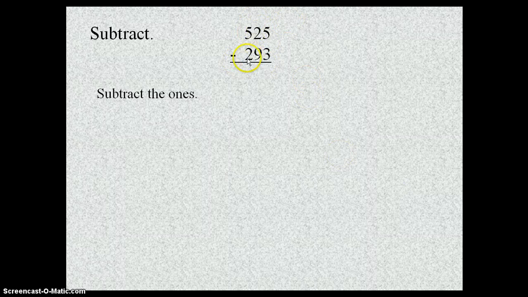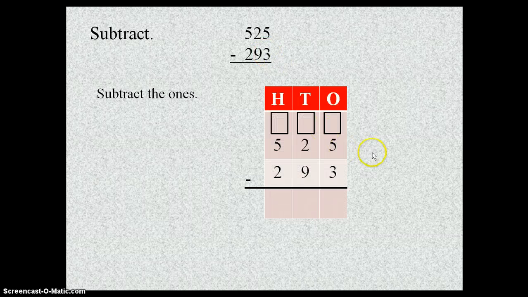525 minus 293. First I'm going to think, do I have enough ones to subtract? Well, I have 5 and they want to take 3, so I definitely have enough to subtract. 5 minus 3 is 2. Then I'm going to move to the repeat step and think about my tens. I have 2 tens and they want to take 9 tens.